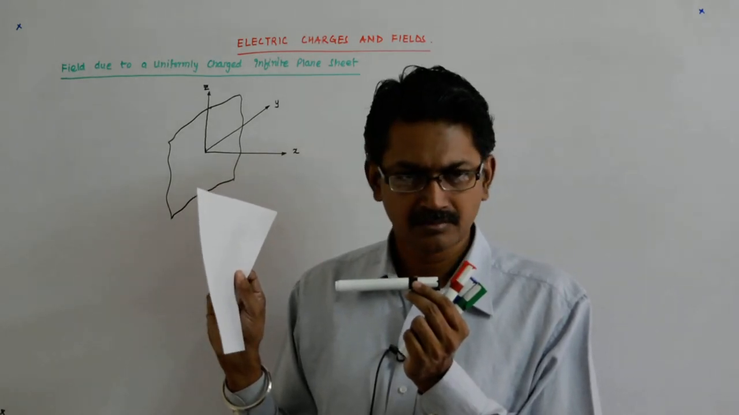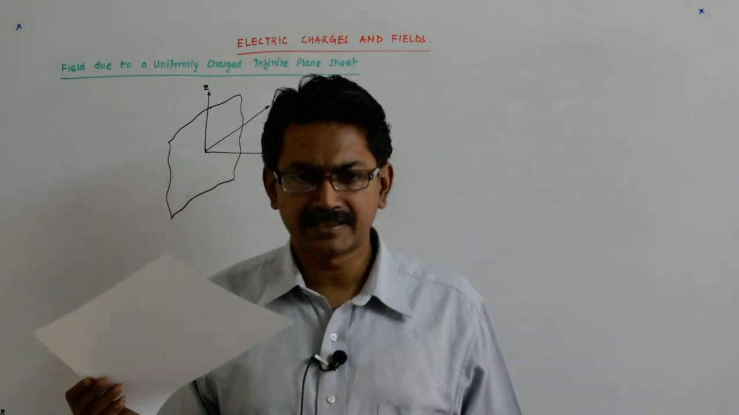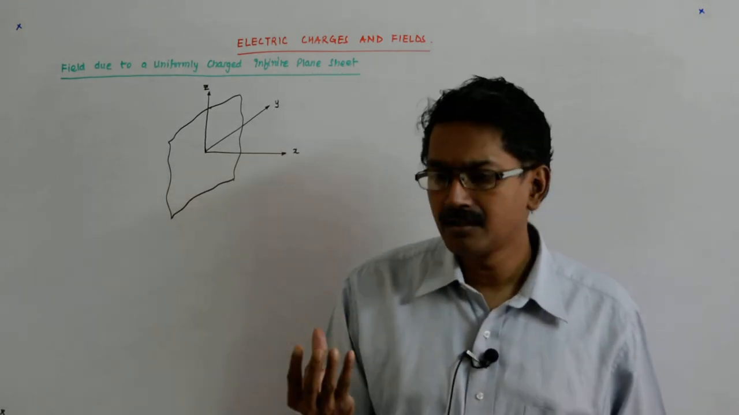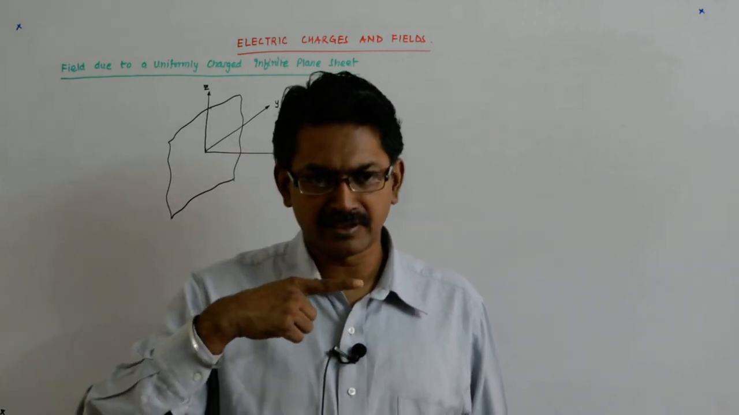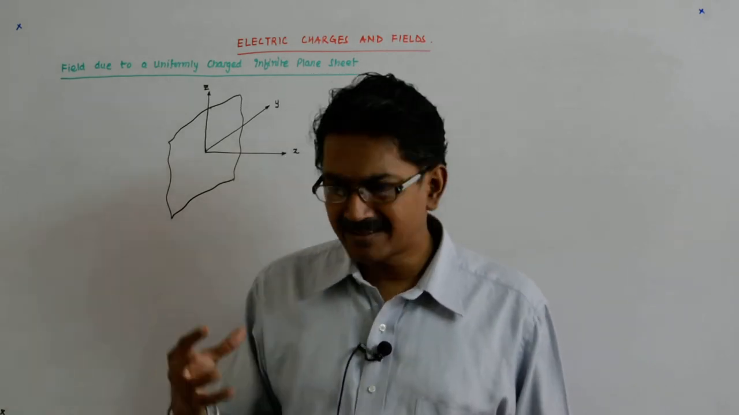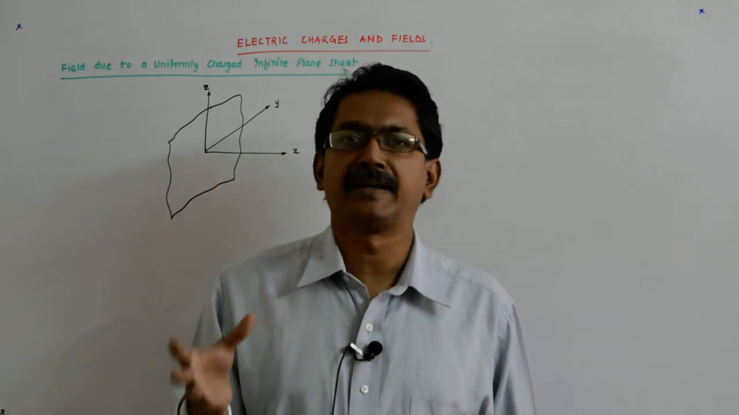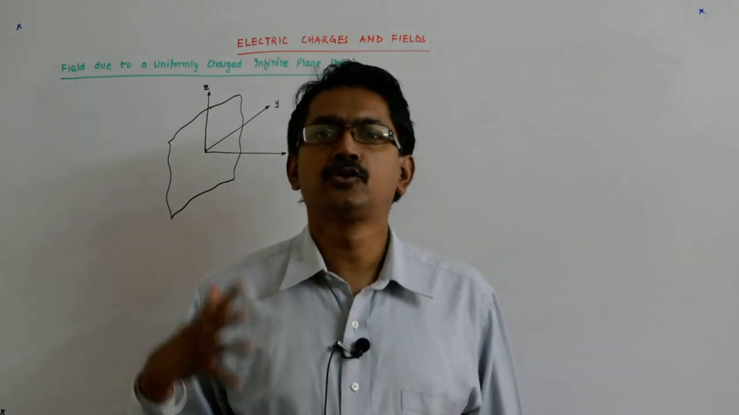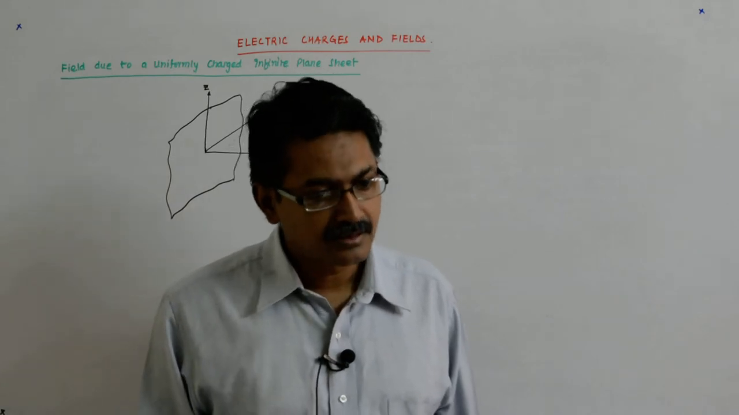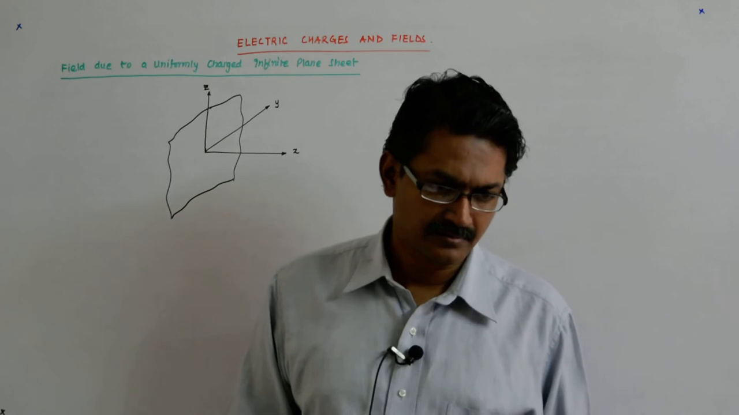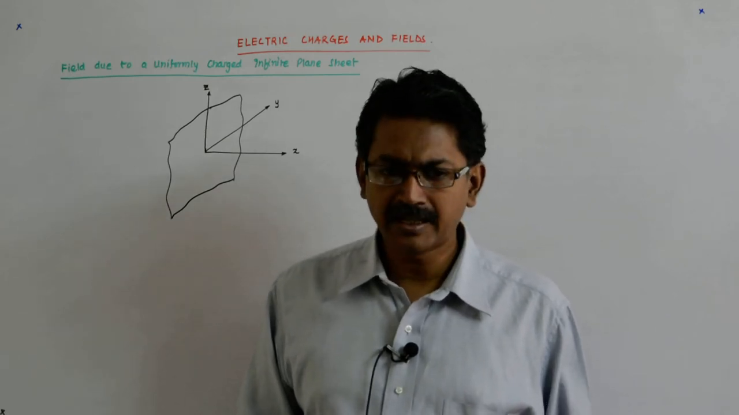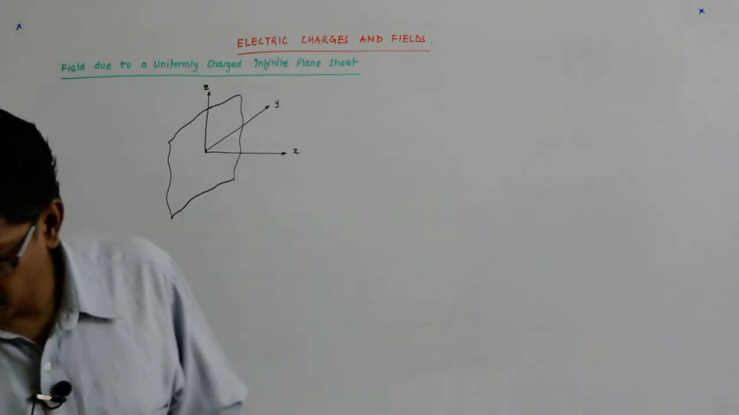Get the point? Or you can argue it like this, that due to a ring, the field is perpendicularly outward. So due to a disc which is made up of so many rings, it will be perpendicularly outward. And due to the infinite sheet, which is nothing but a disc of infinite radius, it will be outward. Okay, it will be outward. So any of the two logics.